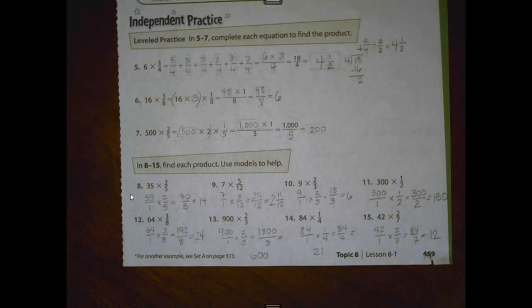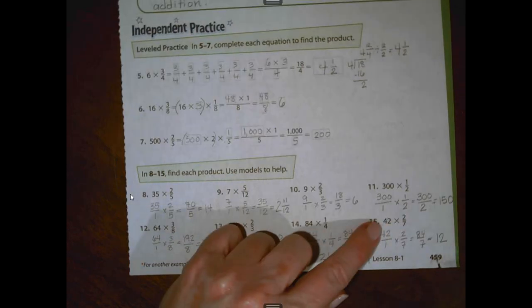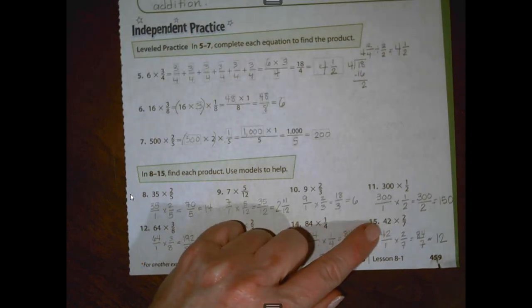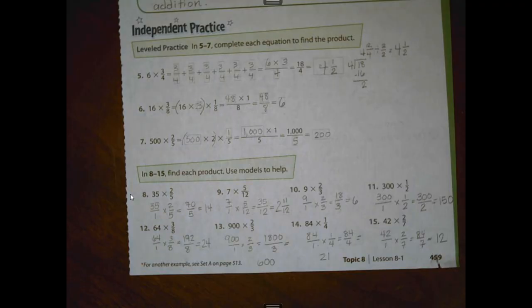There it is. 4 different methods to multiply fractions. So you can use drawing the models and counting your parts to find the product. You can use repeated addition. I don't think I want to take 42/7 42 times and have to add that together, so that may not work on some of them. You can use that associative property and regroup to make it easier, or you can use this shortcut method where you make the whole number a fraction and multiply it times your fraction. So you decide what works best for you.